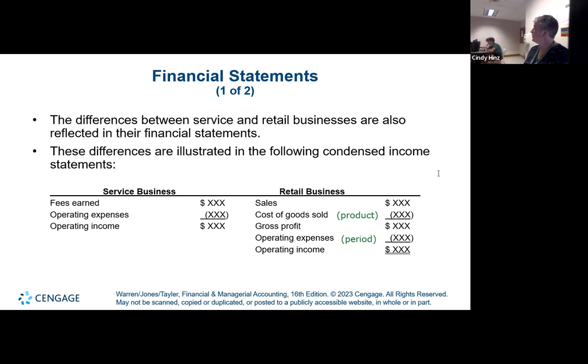And our next chapter is actually all about inventories. And so we'll be talking about how do we know what that cost of goods sold is, what numbers go in there. And the other expenses are the period costs, the ones that are not related to our inventory.